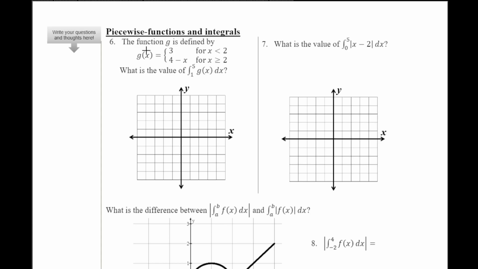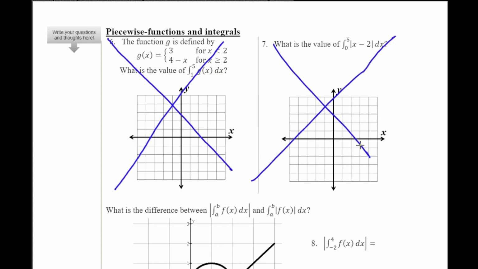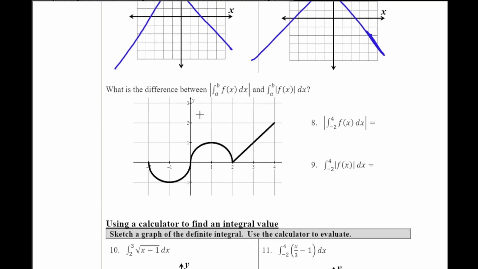Questions 6 and 7, you can skip both of these. I'm not going to worry about you guys graphing these. So we're going into this one now.